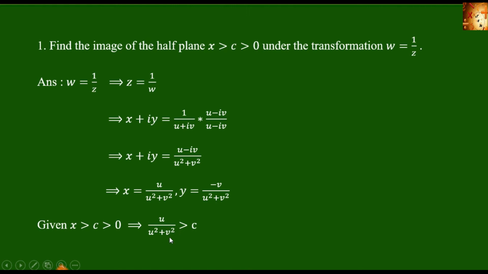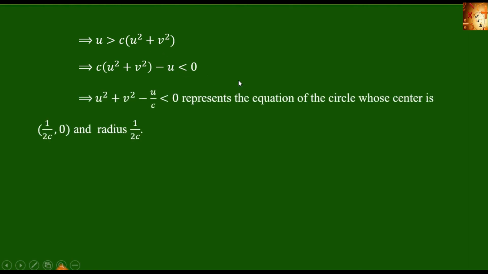So u by u square plus v square is greater than c. Next we are solving, that is u greater than c into u square plus v square, that is c into u square plus v square minus u is less than 0. On solving this, dividing by c, we get u square plus v square minus u by c is less than 0. This represents the equation of the circle whose center is (1 by 2c, 0) and radius 1 by 2c.